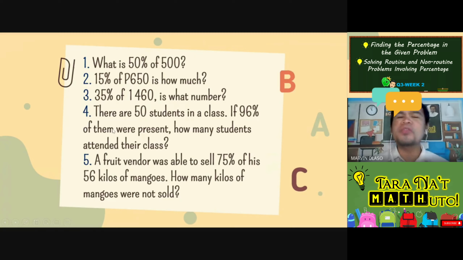Number 4, there are 50 students in a class. If 96% of them were present, how many students attended their class? Number 5, a fruit vendor was able to sell 75% of his 56 kilos of mangoes. How many kilos of mangoes were not sold?